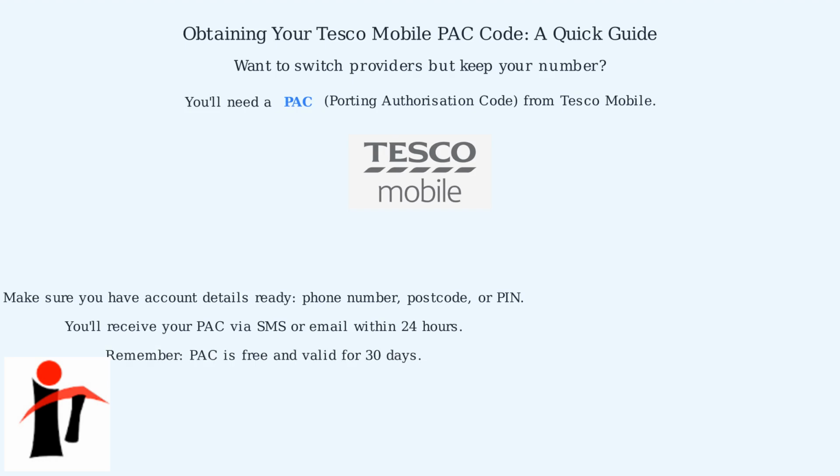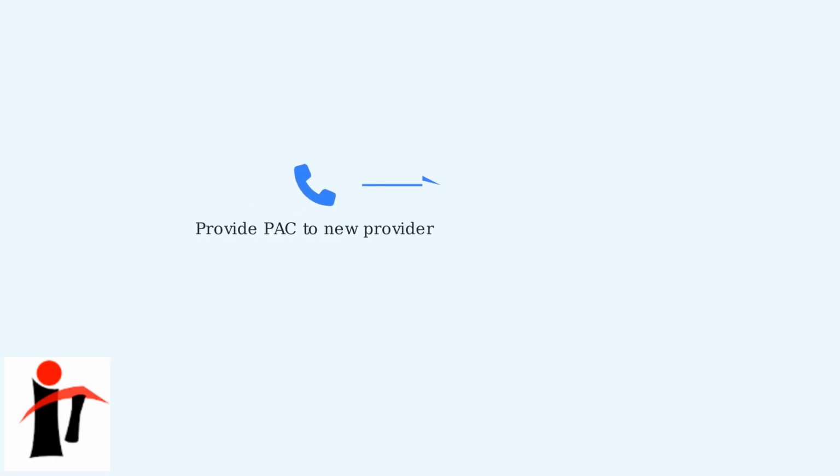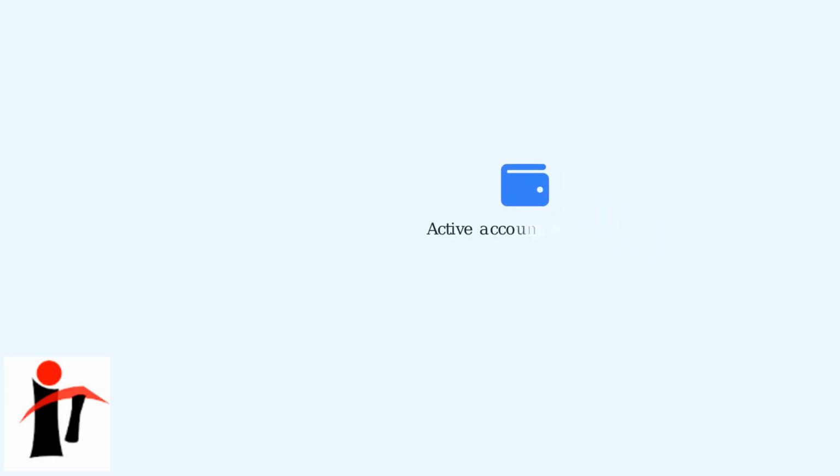Remember, the PAC code is free and valid for 30 days. Once you have your Tesco Mobile PAC code, provide it to your new mobile provider when signing up. They'll handle the number transfer, which usually takes 1 to 2 days. Ensure your Tesco Mobile account is active and has no outstanding debts to avoid any porting delays.